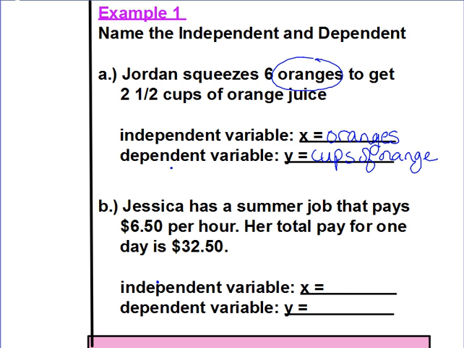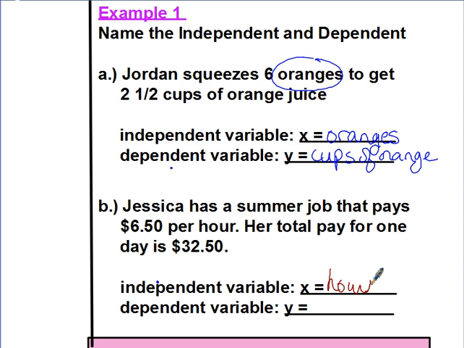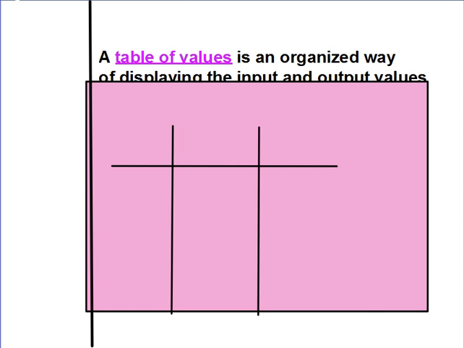Jessica has a summer job that pays $6.50 per hour. Her total pay for one day is $32.50. Okay, so the one that we get to freely choose is how many hours Jessica is going to work. She gets to choose how many hours she's going to work. But what's going to get affected by that is her total pay. Another way I could say that is her total pay depends on how many hours Jessica works. Okay, so hopefully you understand the difference between those two, independent, dependent.